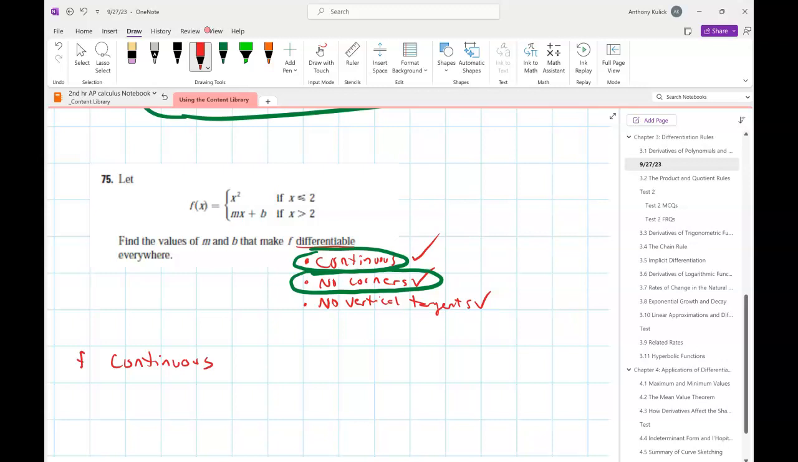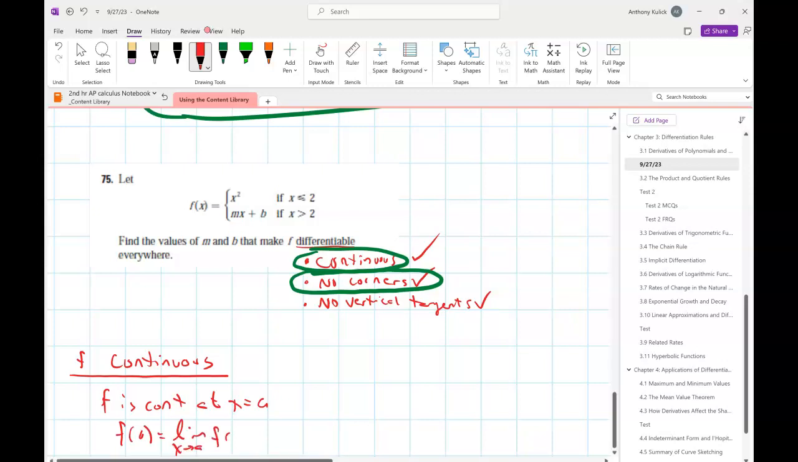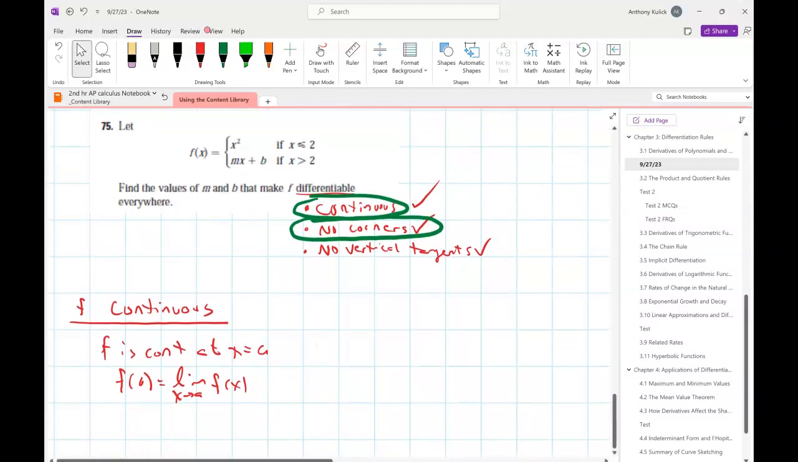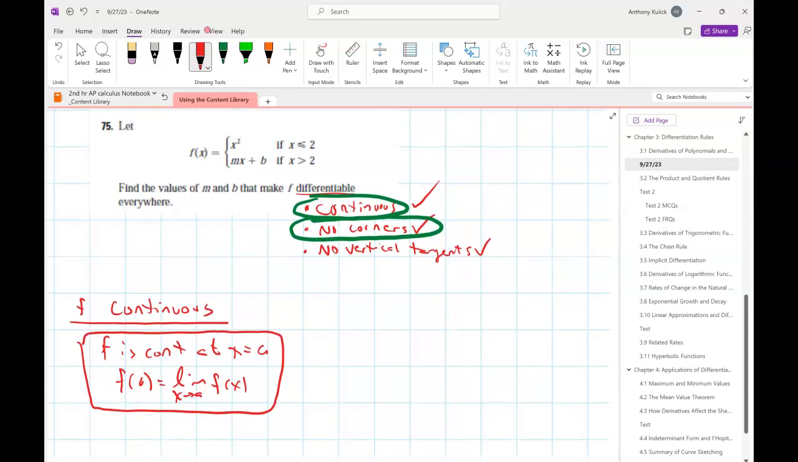You need to know this definition. This is not one that we can forget because it comes up all the time. So we say f is continuous at a if f of a is equal to the limit as x approaches a of f of x, right? That's our definition of continuity. You must remember this. It comes up frequently across multiple chapters. Continuity is important when doing calculus because it works a lot better on continuous things than discontinuous things.